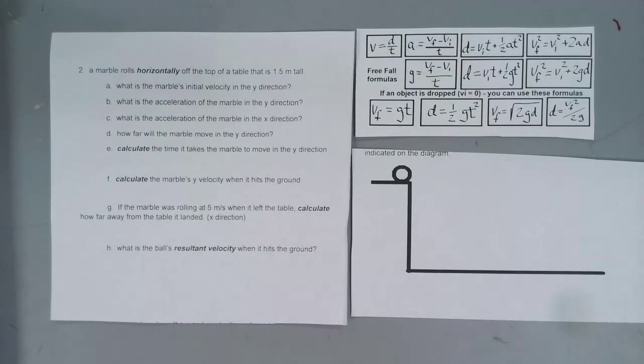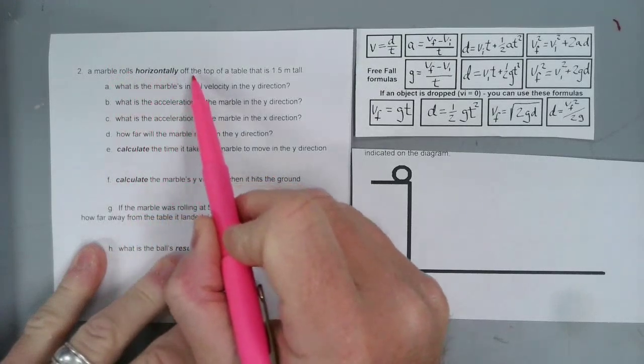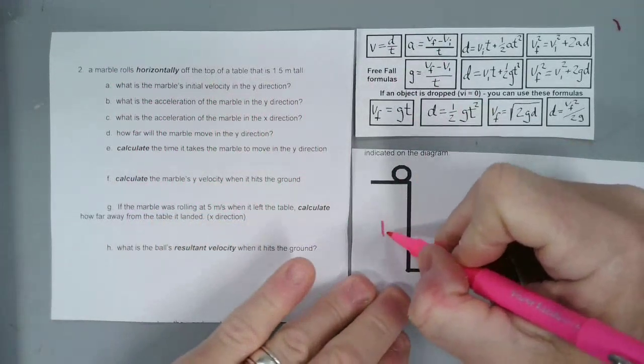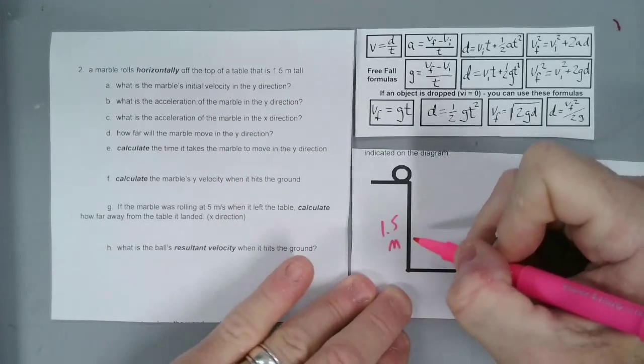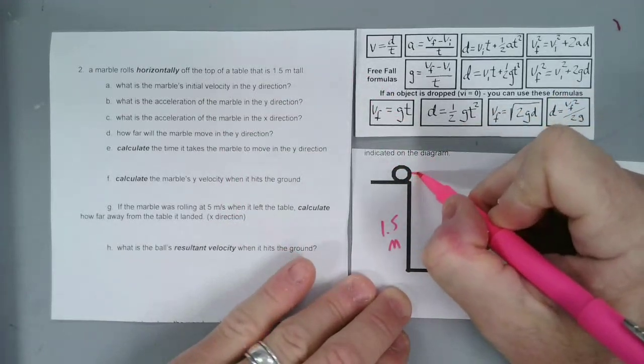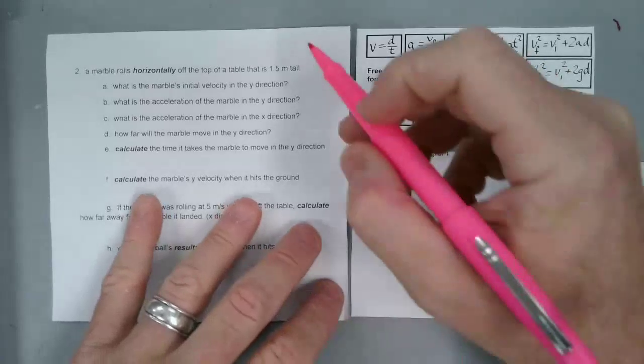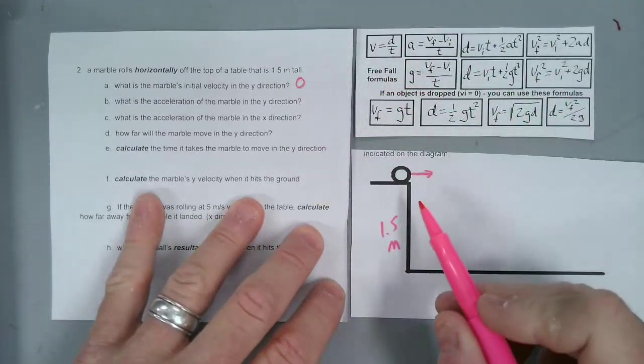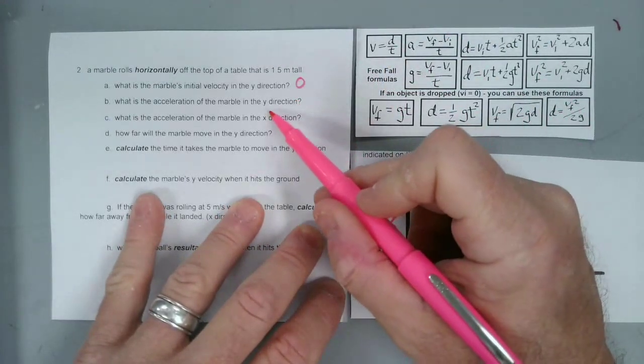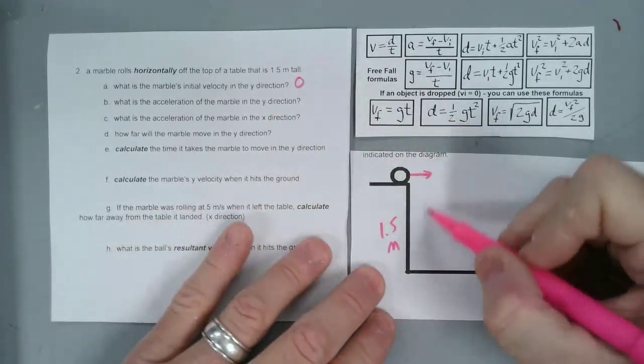All right, now the next situation, we've got a marble that rolls horizontally off the top of a table that is 1.5 meters high, so the table is the same height. It is still going horizontal. So what's the marble's initial velocity in the y direction? It's still 0 because it starts off horizontal. What's the acceleration in this direction?